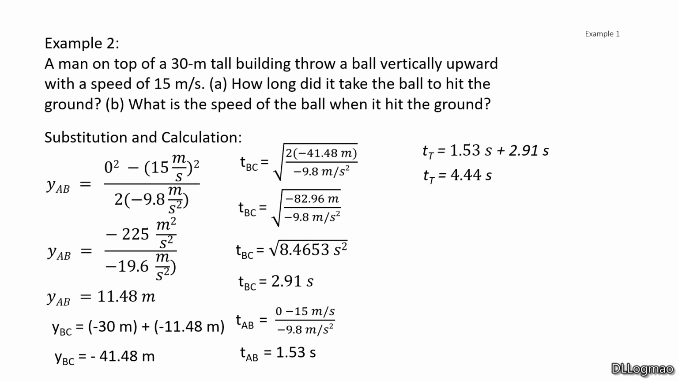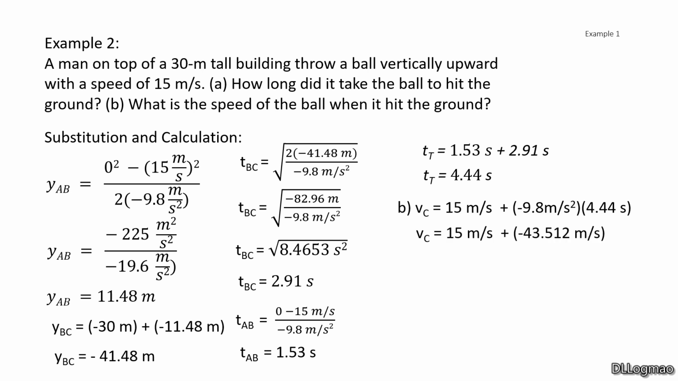The second required, V sub C, is equal to 15 meters per second plus the product of negative 9.8 meters per second and 4.44 seconds. Perform the operations. V sub c is negative 28.51 meters per second. Why negative? Because the ball is moving downward.